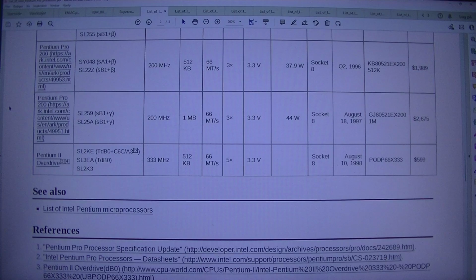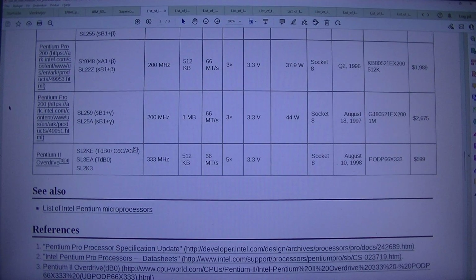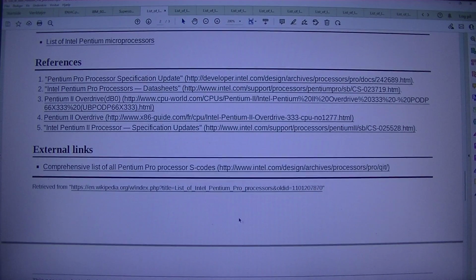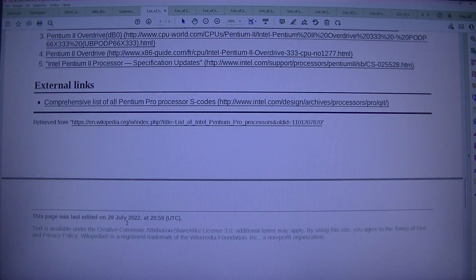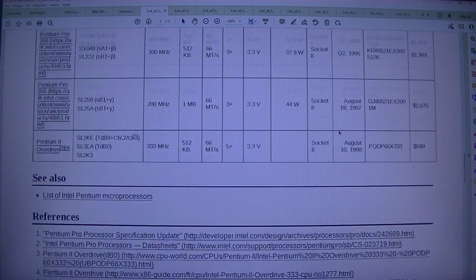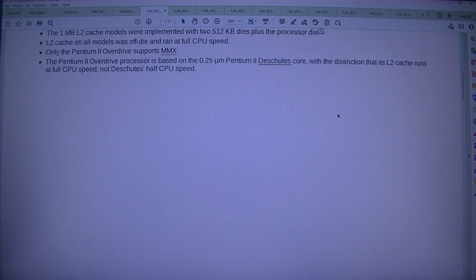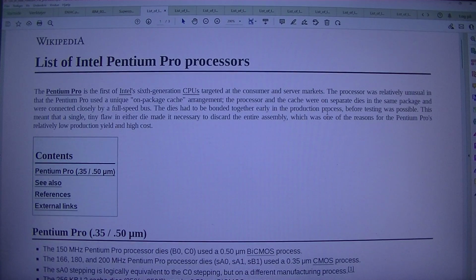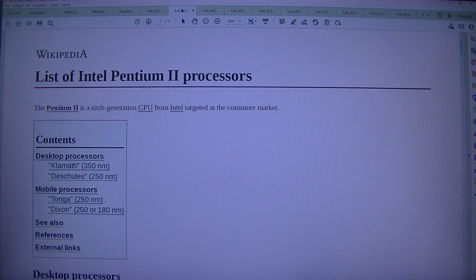Good, but let's just continue. I will just stop the video, then I will go. That was the edit. It is 29 July. Pentium Pro. I'll just continue. Next one: Pentium II processors.